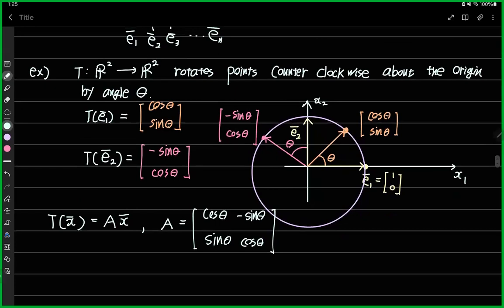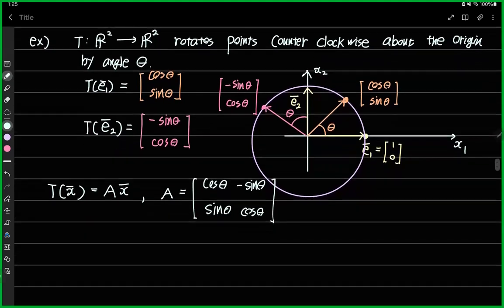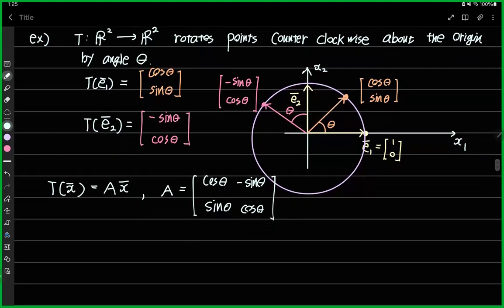Geometrically, this linear transformation rotates the points counterclockwise about the origin by angle theta. There are more linear transformations that can transform geometrically. That is in the textbook. I think six special, interesting linear transformations are introduced in the textbook, so please look at it.